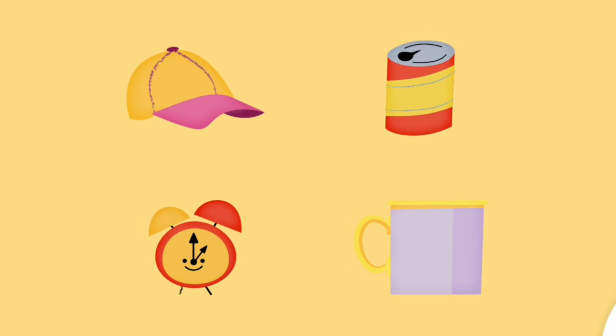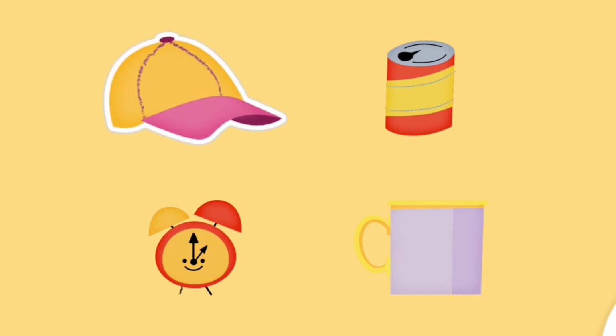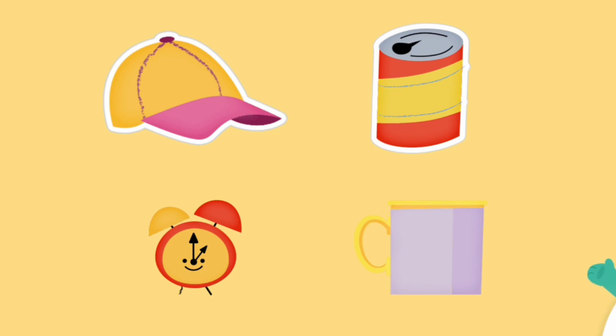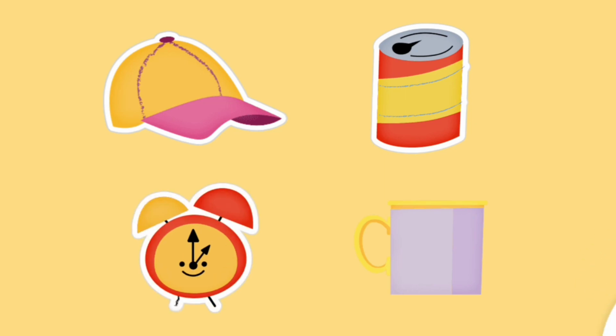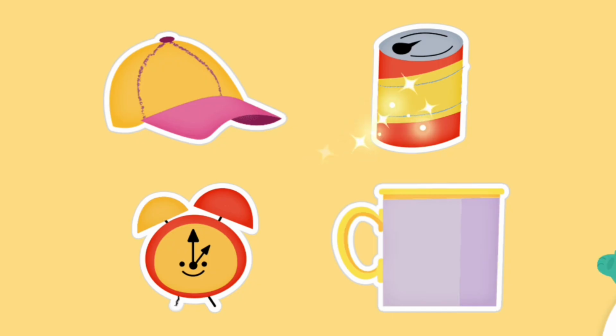All of these things start with the K sound. Tap them all and listen to the K sound at the beginning. Cap. Can. Clock. Cup. Yay!